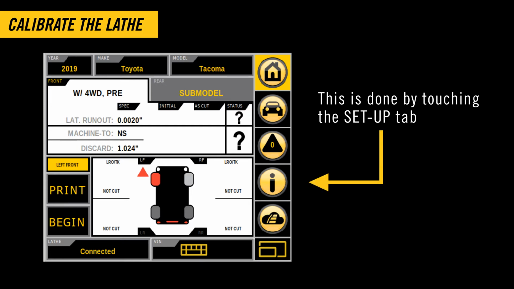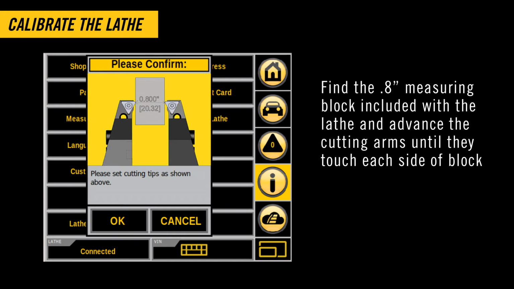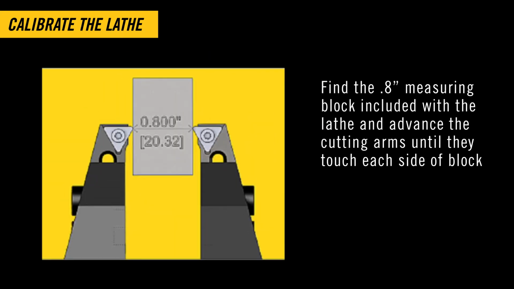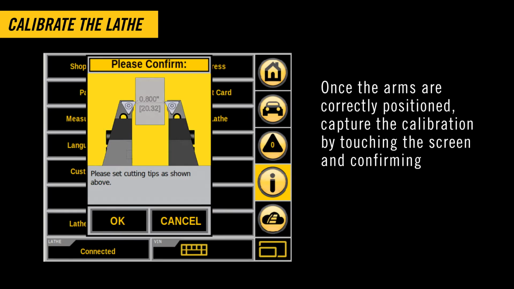This is done by touching the Setup tab, then hitting the Calibrate Lathe option. Find the 0.8-inch measuring block included with the lathe and advance the cutting arms until they just touch each side of the block. Be sure the block is set so the 0.8-inch width is being used. Once the arms are correctly positioned, capture the calibration by touching the screen and confirming. You are now ready to do a brake job.